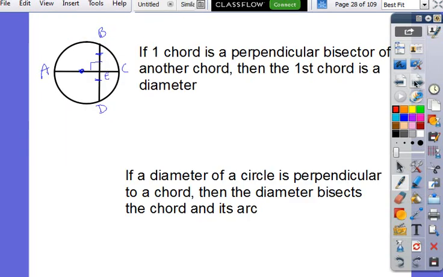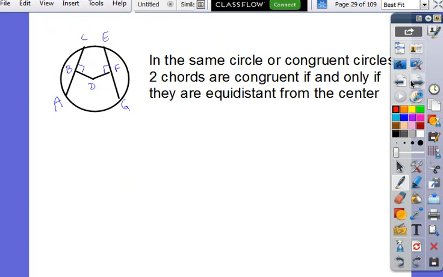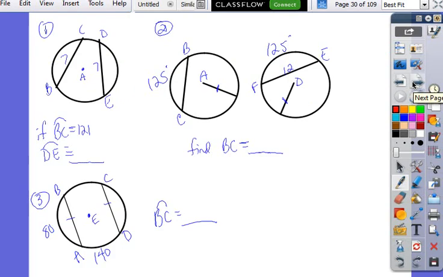All right, what's the rule here? If the chords are the same on the inside, the arcs are the same on the outside. So if BC is 121, then DE is going to be 121. Same rule here. The arcs are the same on the outside, so then those are going to be the same on the inside.